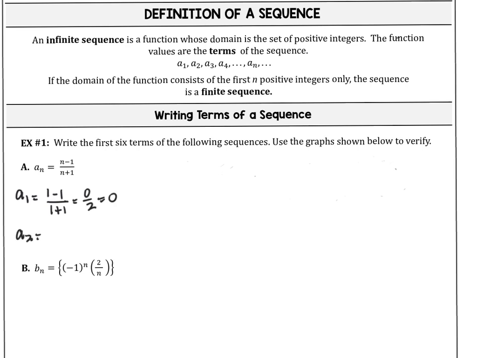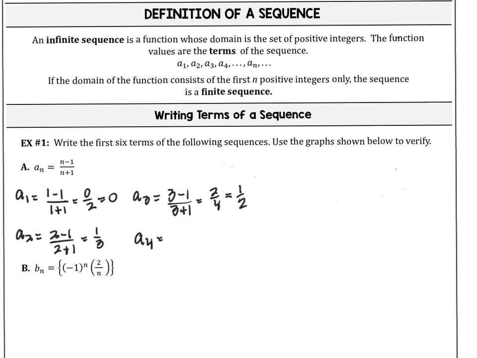Second term, we plug in 2 for n. So this would be 2 minus 1 over 2 plus 1. So that's 1/3. Third term would be plugging in a 3 for n: 3 minus 1 over 3 plus 1. So it's 2 over 4. Well, that can simplify to 1/2, so I'm going to go ahead and simplify it.